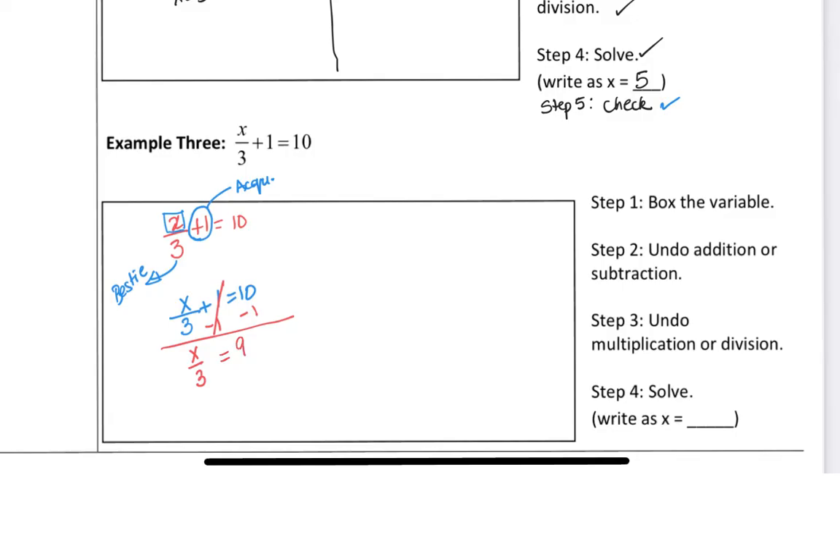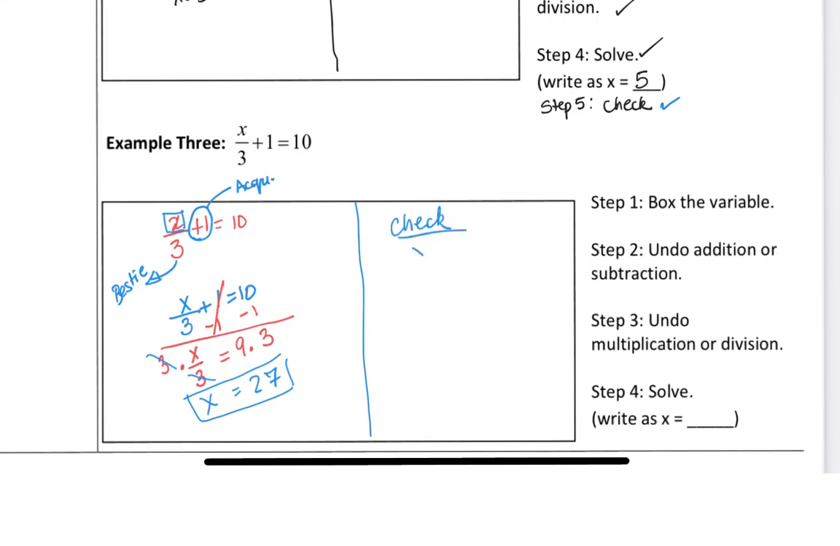Now, again, I'm aiming to get x by itself. So I'm going to multiply both sides by 3. And when I do that, the 3 goes into itself. I'm left with just x equals 27 as my solution. Now I should do a check. So I'm going to come here. There's my solution. I'm going to come here and do a check.